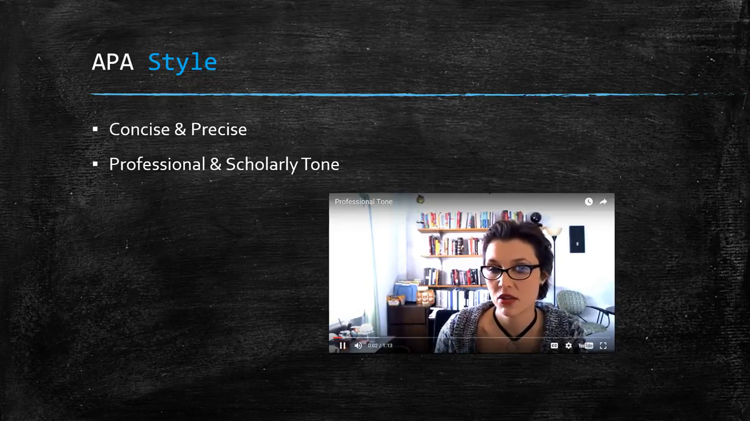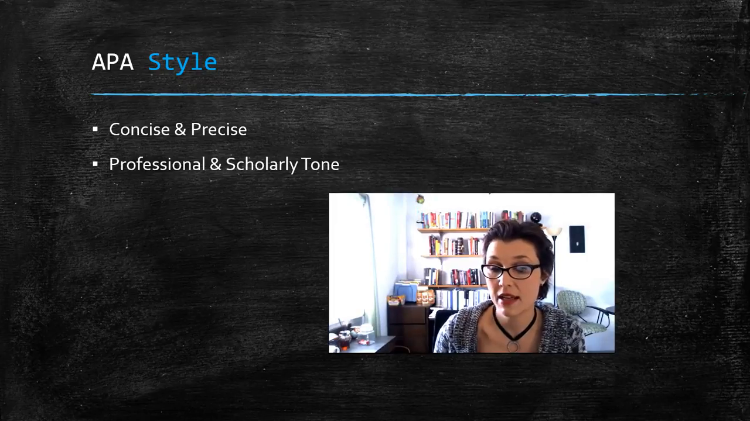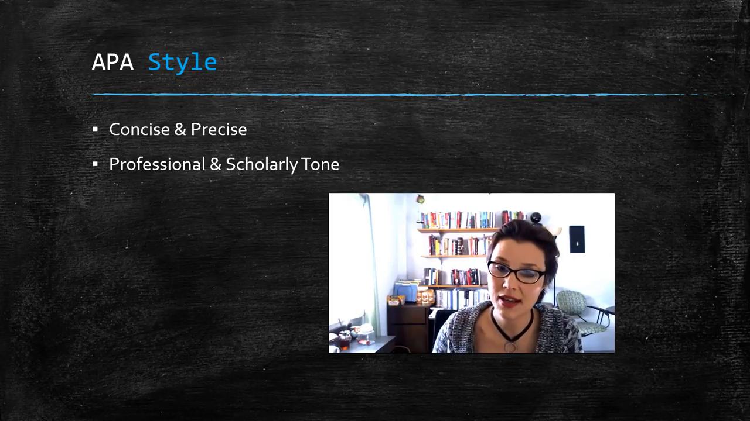You also want to make sure when writing in APA and any of your scholarly professional papers that you're using a scholarly and a professional tone. This means to not speak casually. Don't use slang or contractions. And I know most people use contractions all the time. I use them a lot when I speak.